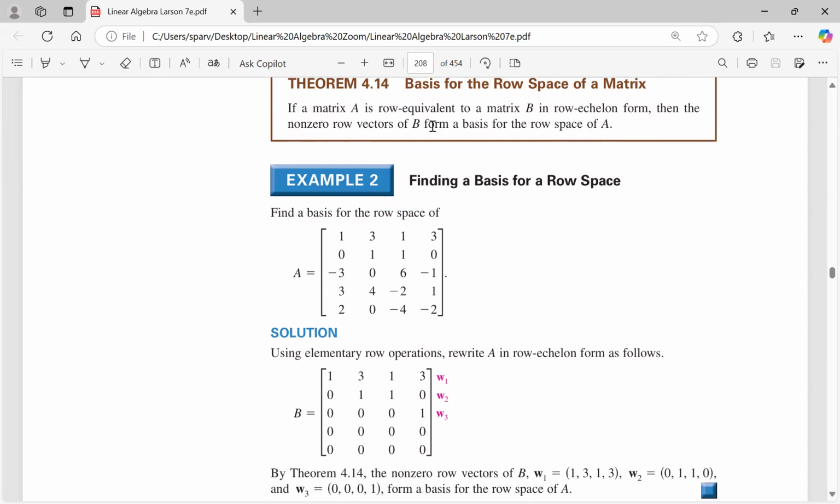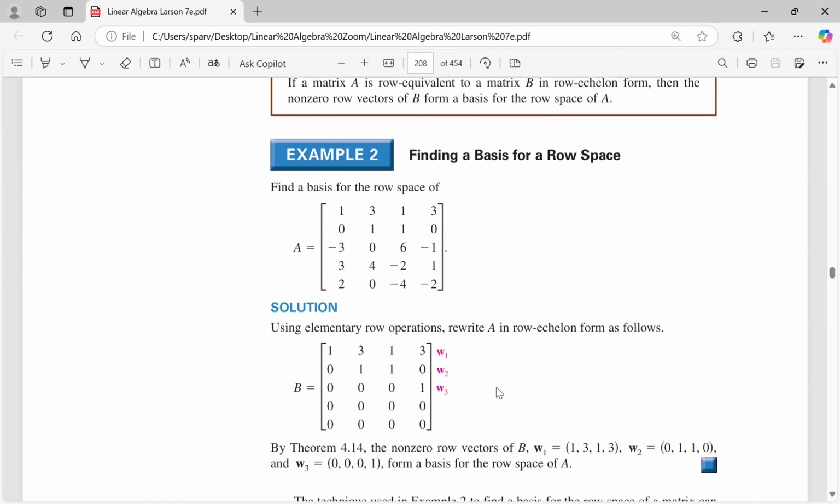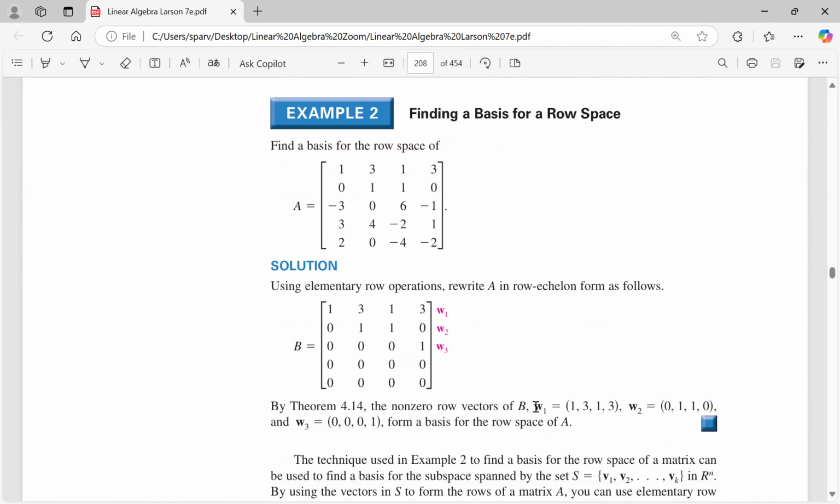Now, according to this definition, the non-zero row vectors, see, those are the keywords. The non-zero row vectors of B form a basis. So check this out. Matrix B, you see the last two rows? These last two rows are zeros. These do not count towards the basis. The non-zero are the first row, second, and the third row. These form the basis. And he's using W sub 1, 2, and 3 to call those basis vectors.